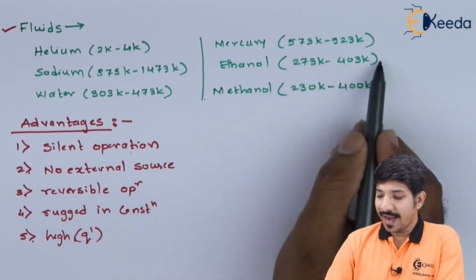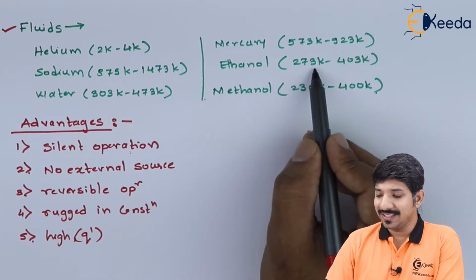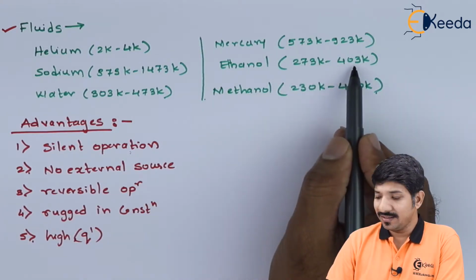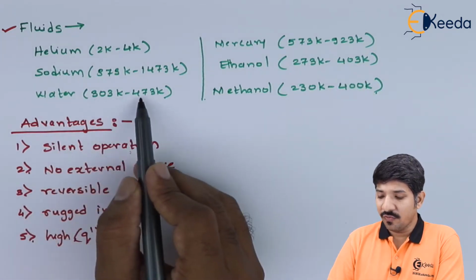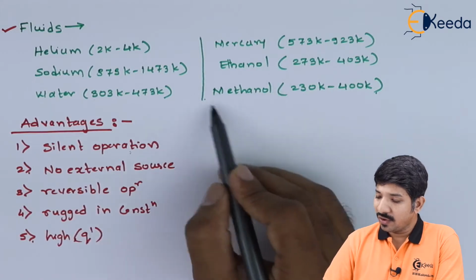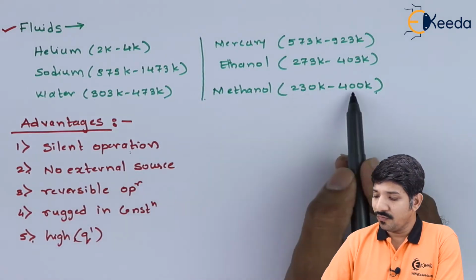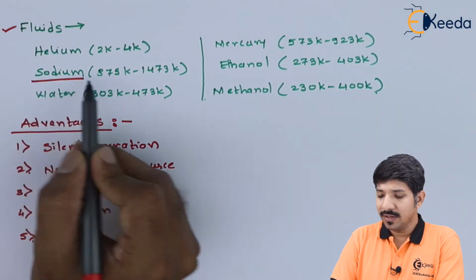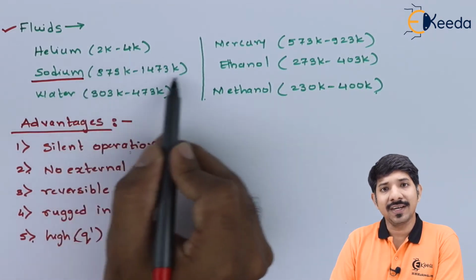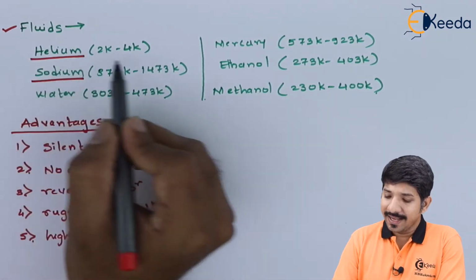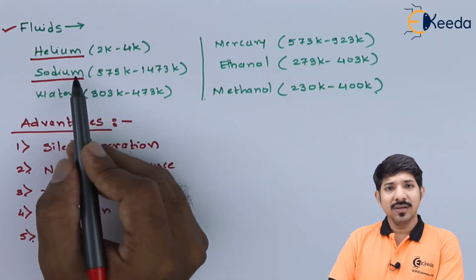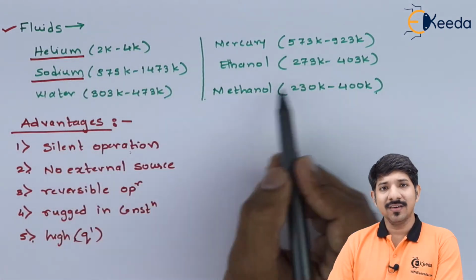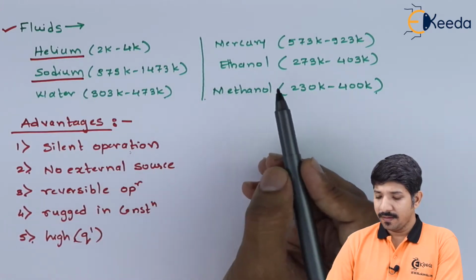Ethanol is used at 273 to 403 Kelvin. Water is used at 303 to 473 Kelvin, and methanol is used at 230 to 400 Kelvin. So sodium is used for elevated temperatures, and helium is used for lower temperatures. So this is all about the type of fluid that can be used as a working medium.